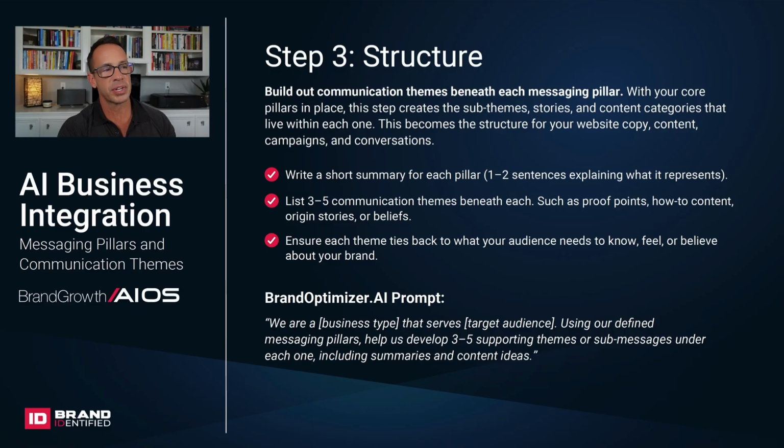So write a short summary for each of the pillars. This should be a 1 to 2 sentence explaining what it represents. Then list 3 to 5 communication themes beneath each, such as proof points, how-to content, origin stories, or beliefs. Then ensure that each theme ties back to what your audience needs to know, feel, or believe about your brand. And then, as always, we've added in a BrandOptimizer.AI prompt for step number 3.